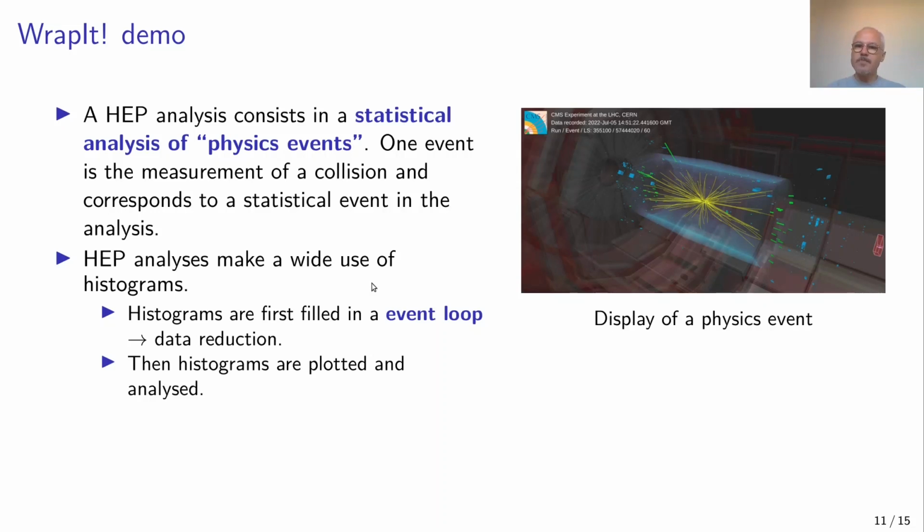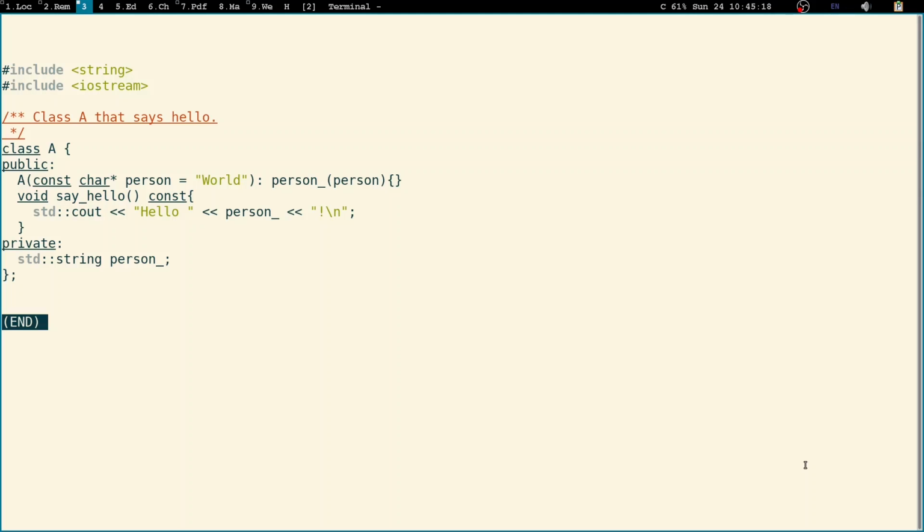We are producing billions of those events, and we need to analyze them. In HEP analysis, we make wide use of histograms, and this works in two steps. In the first step, we loop on these billions of events and we fill the histograms, which results in a data reduction. Then we use the histograms to analyze and to do the plots. Before coming to the ROOT example, I'll start with a simpler example.